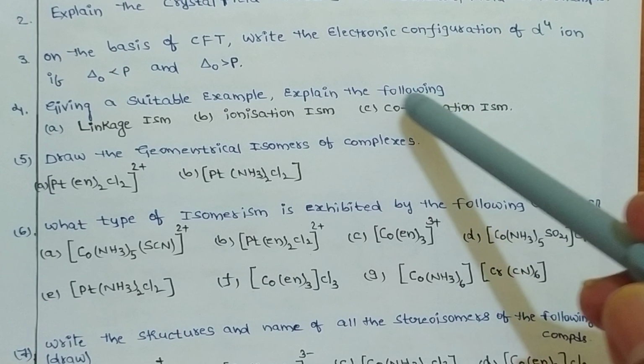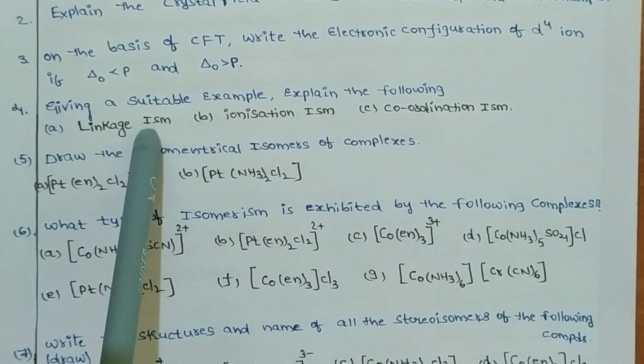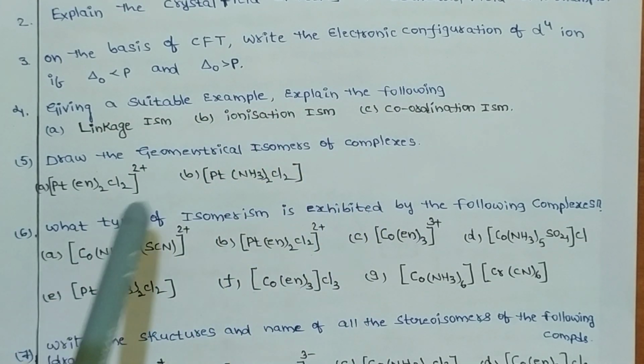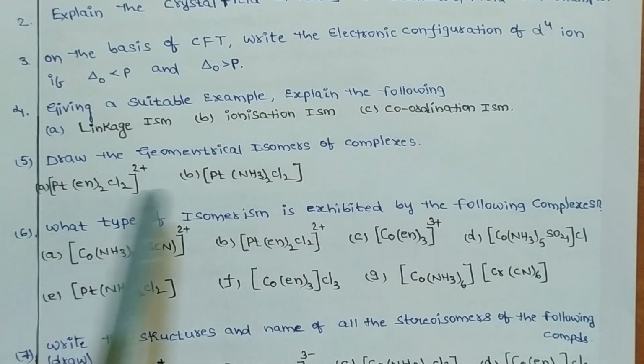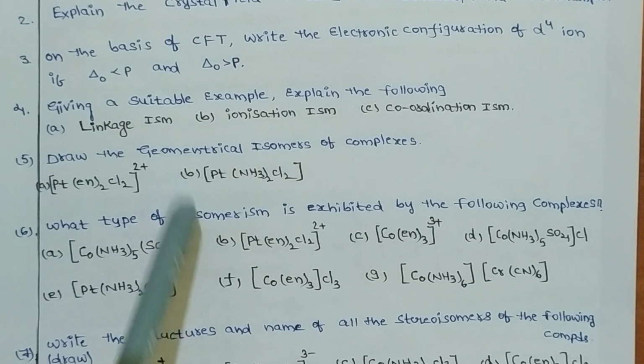Next, they are asking another question, the fourth question: give a suitable example and explain the following: linkage isomerism, ionization isomerism, coordination isomerism. We should define this isomerism with an example.